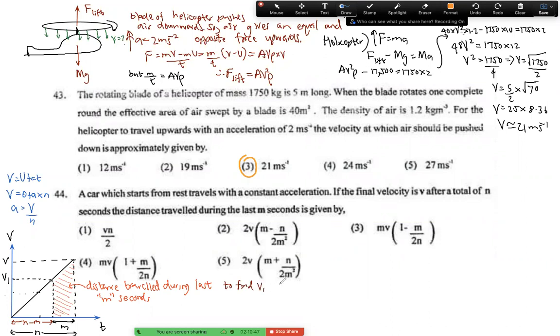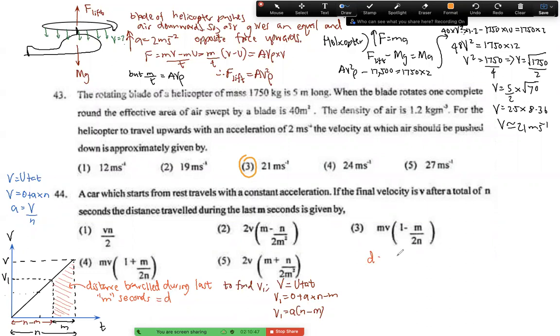To find v1, I'm going to use v equal u plus at. Final velocity is v1, initial velocity is 0, plus acceleration, for the time being let's put it as a, into time n minus m, correct? So v1 is equal to a times n minus m. Substitute for a later. So distance traveled during last m seconds, I'll take it as d.